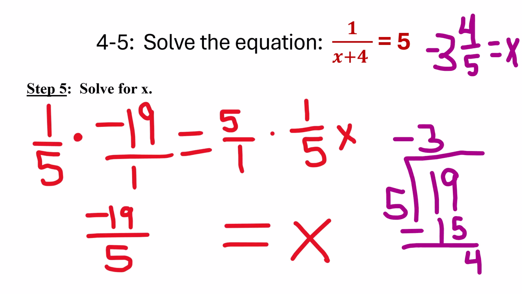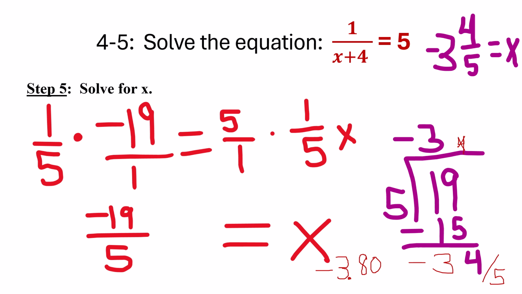You just multiply out. Negative 19 times 1 is negative 19. 5 times 1 is 5. That equals x. Now, here's what's going on. You have a negative number, so go ahead and put it out. 5 into 19. 5 times 4 is too big. So it's negative 3, which is 15. Your answer is 4. Here's your decimal. It's negative 3 and 4/5. Okay? 4/5 is 80. So some people, I don't know if you look this answer up or not, might have 3.80. But they're basically the same thing.